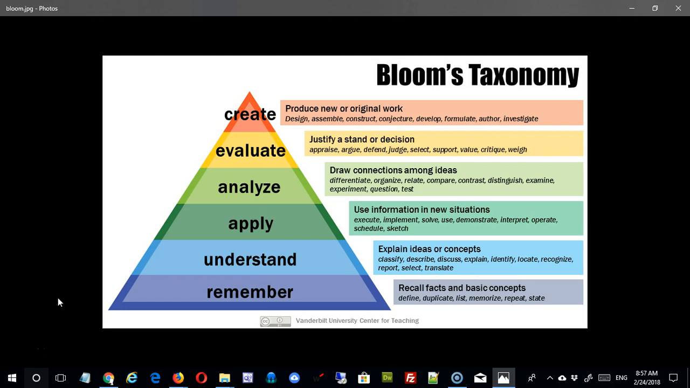He saw it as being in 6 distinct layers, from remembering, through understanding, applying, analyzing, evaluating, and creating. Now, this is the original model. It has been revised several times, and in the newer model, the creation and evaluation stages are reversed. I don't think that that's terribly critical because this is not meant to be a linear process.